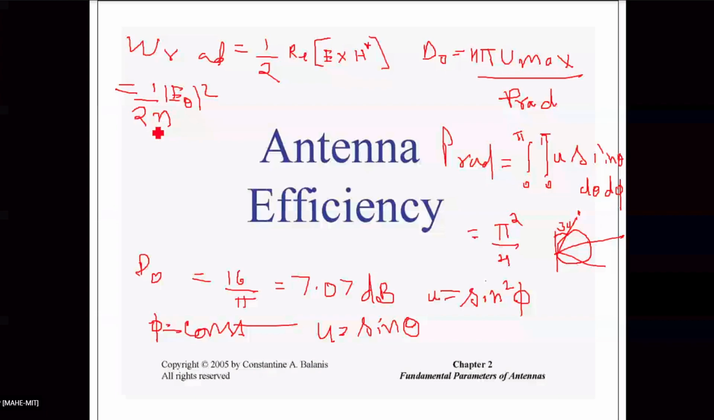eta you know is 120 pi for free space. The pattern is isotropic source, so E theta is the same in all directions. Have you understood? Yes, sir. So what is the value?